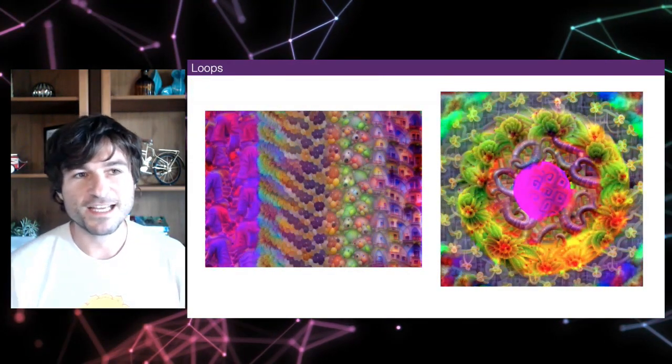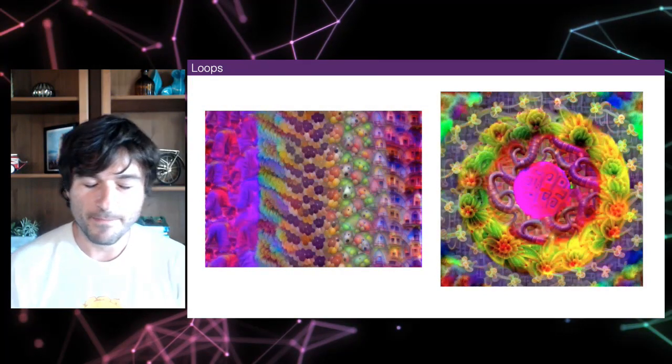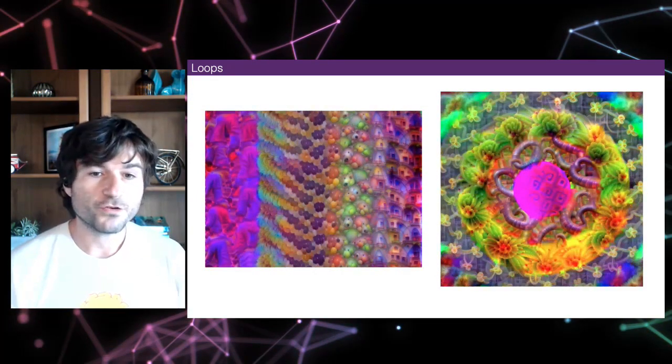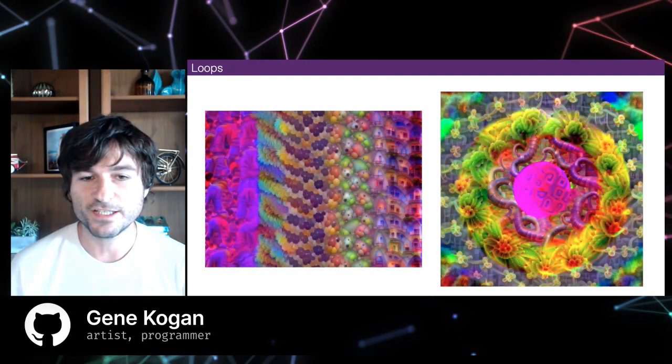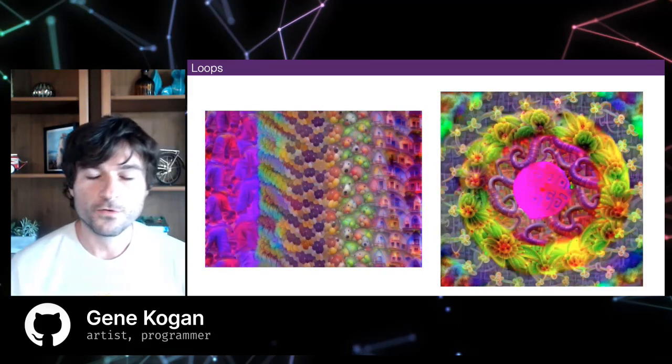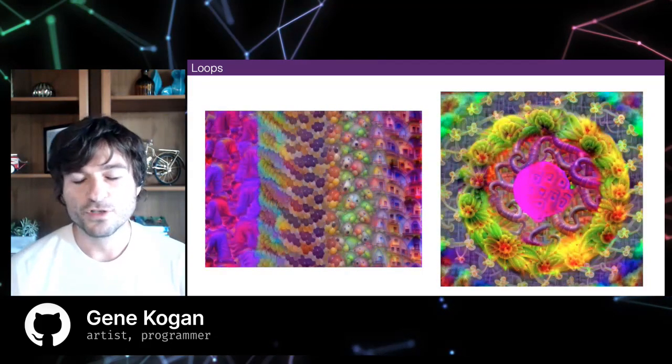More examples. This is the loops and the canvas and the masking combined with the deep dream technique. And again, really the idea is always to try to take these very powerful techniques, but give back more compositional ability through masks or through canvas distortion or some other means.